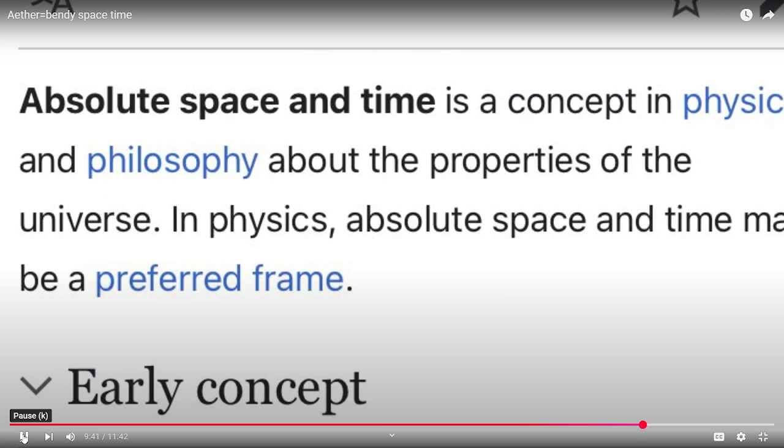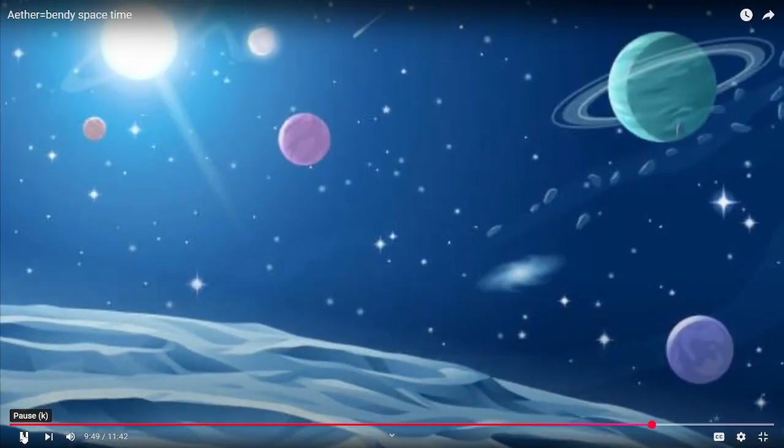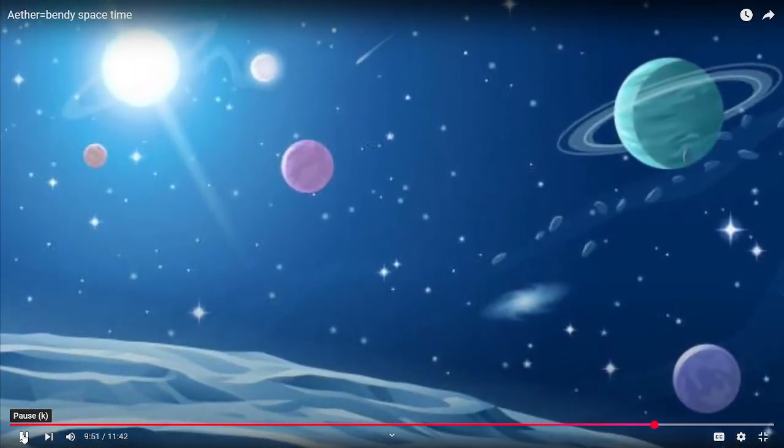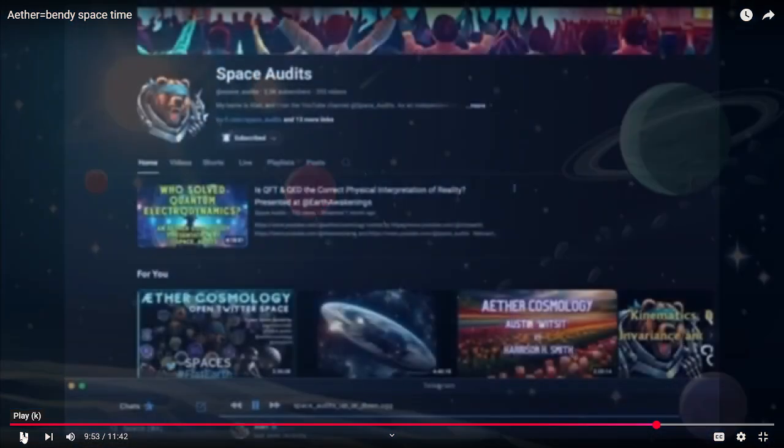Absolute space and time is a concept in physics and philosophy about properties of the universe. So, yeah, he talks about space like it's real, and like it's something. I mean, obviously, we can look up and see that there's stuff up there, but it's stuff that can be visually interpreted by anybody. Nobody can physically prove anything in the sky.